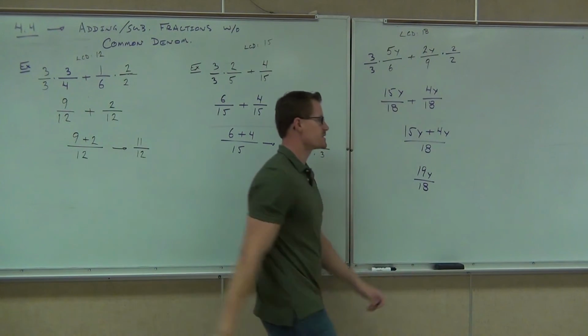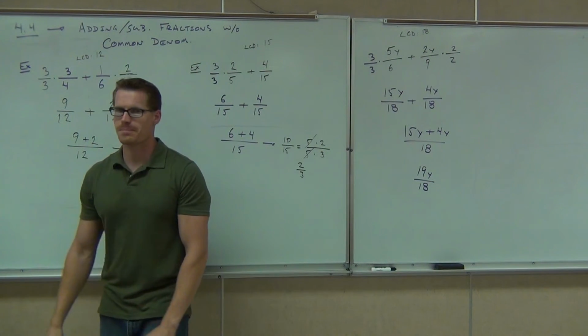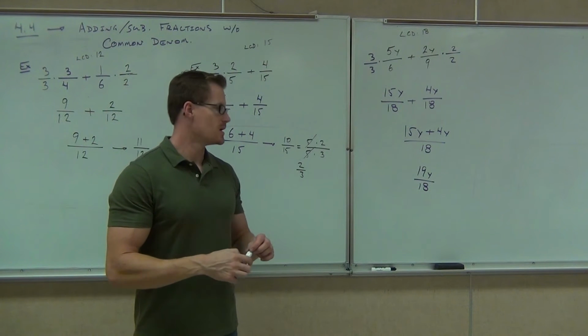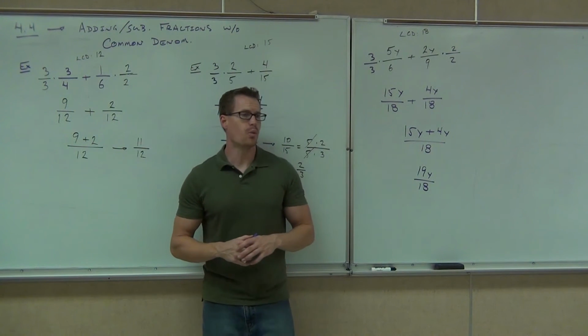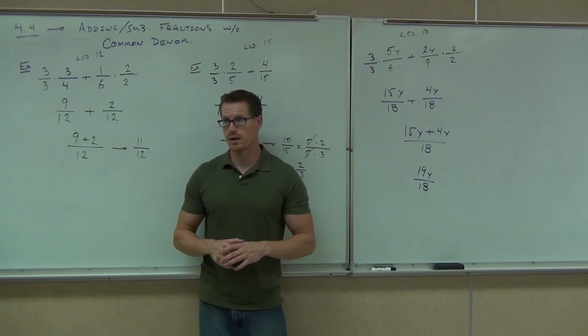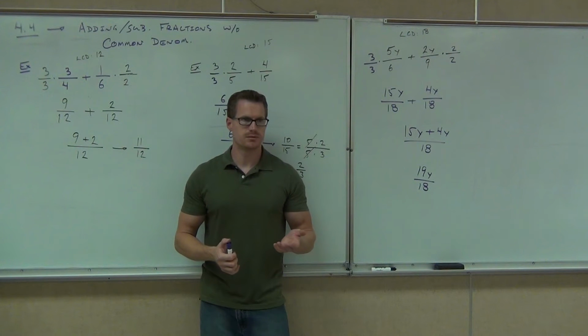Can you simplify 19y over 18? Yes. Make it mixed up. Right, that into the next fraction? And mix it, right? Yeah, you could if you wanted to. It'd be 1 and 1/18 y. Okay, you could do that. Do you have to do that?